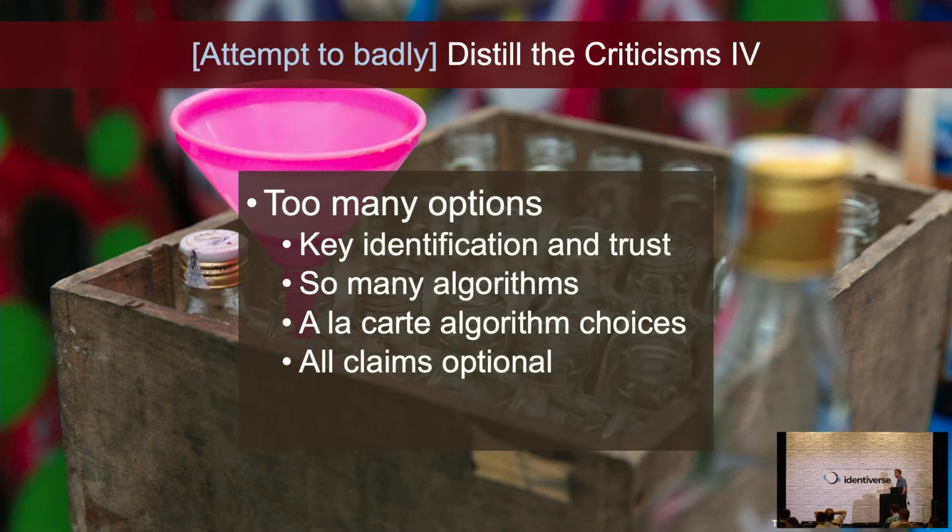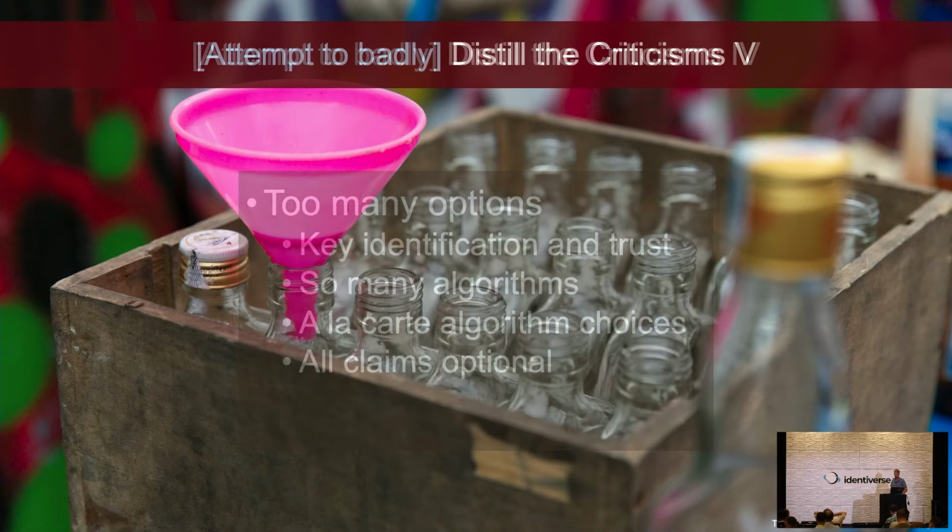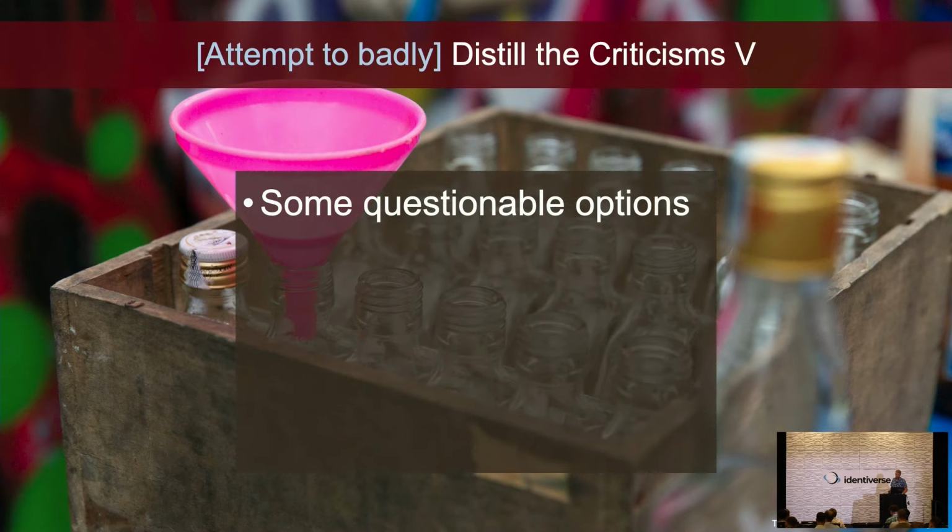And all the claims are optional in JWT. There's good reason for this, I think, but in general, it's become problematic because it just pushes the burden of choice back down onto the developer, the deployer. There's not clear guidance or requirements around what is needed or optional, or required. Everything's optional, so it's up to the deployer to sort of profile it, or other standards to profile it on top of that. Some questionable options were also included.